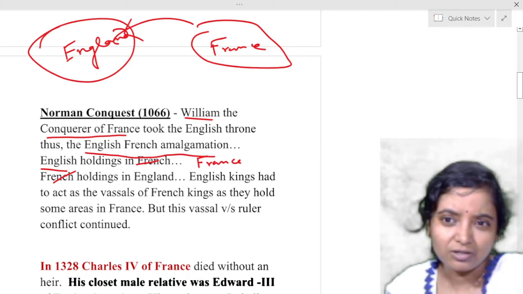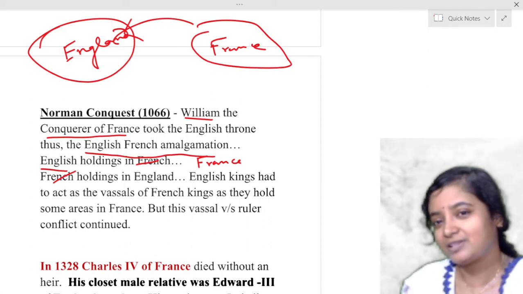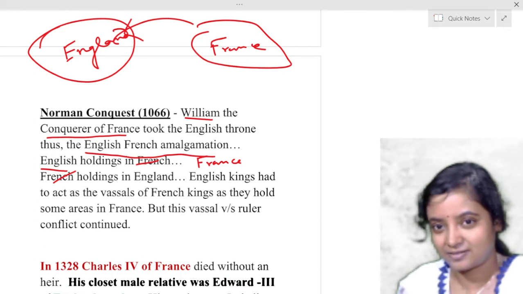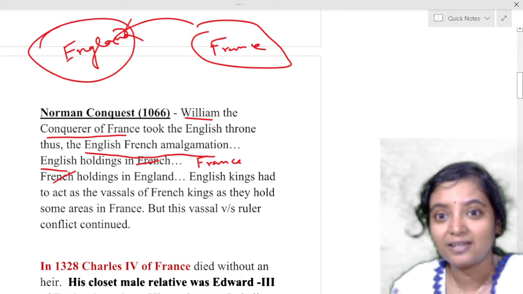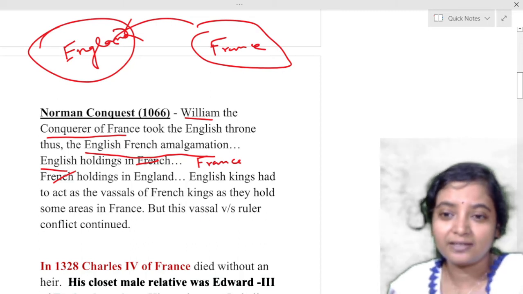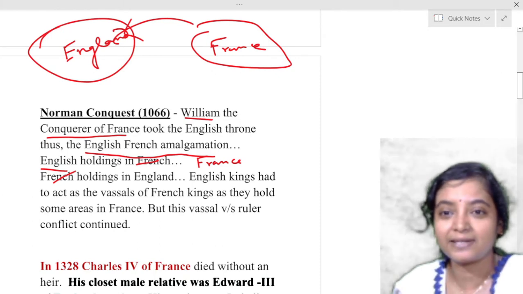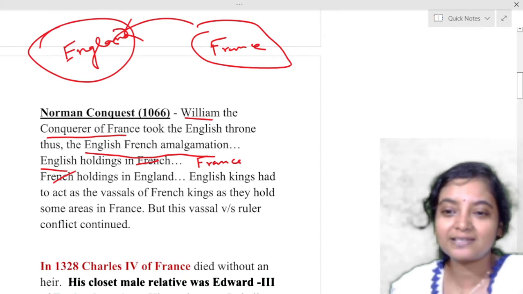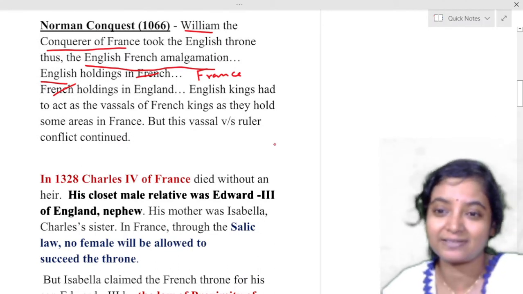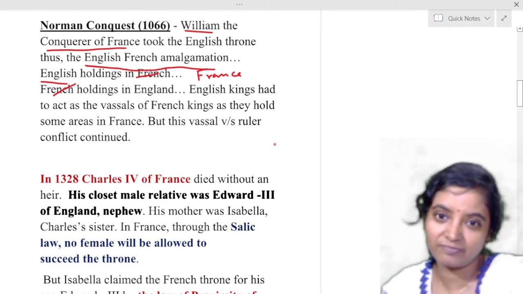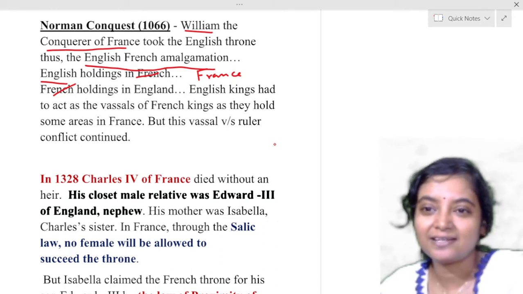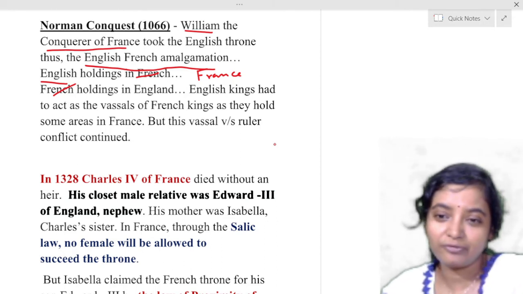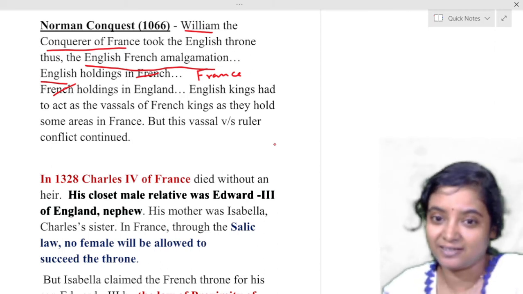And there was continuous conflict going on over their power over these lands. The English kings had to act as the vassals of French kings as they held some areas in France. But this vassal versus ruler, who will be vassal and who will be ruler? This conflict continued. In 1328, Charles IV of France died without an heir.